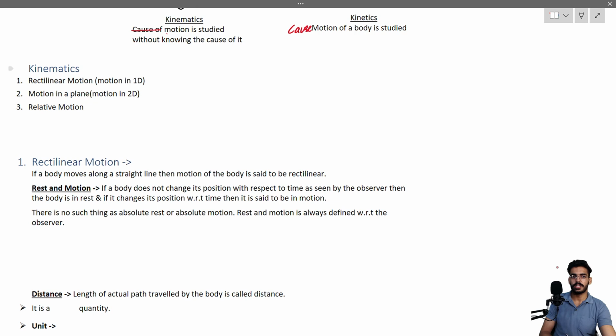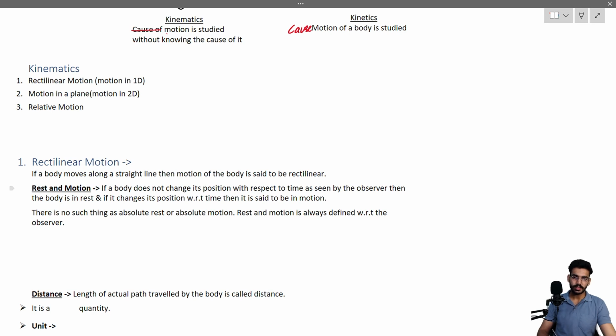So kinematics we are dividing into three parts. One is rectilinear, one is motion in a plane, and third is relative motion. First we are starting with rectilinear motion. As I said, motion in a straight line. It can increase the speed, it can decrease the speed, it can stop, but everything it does is in a straight line only. That is basically it.